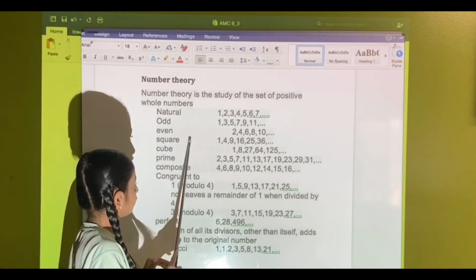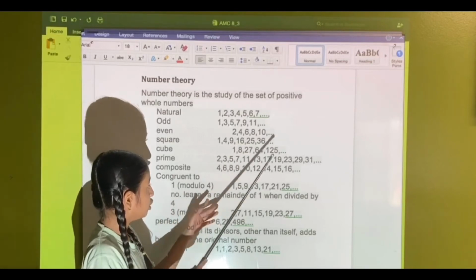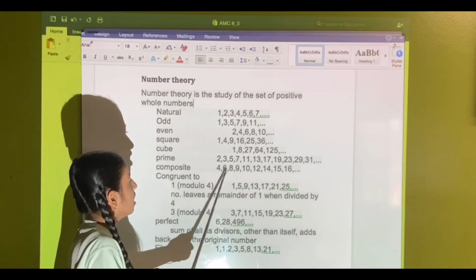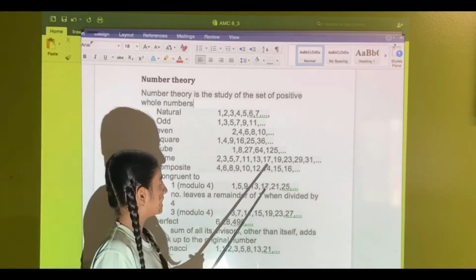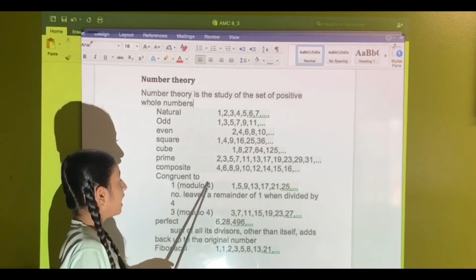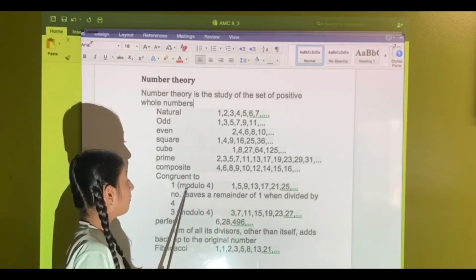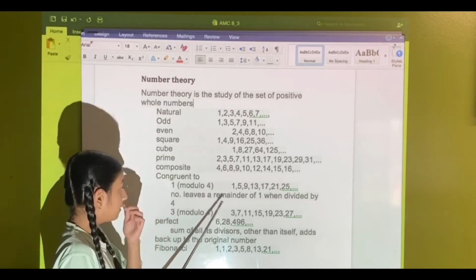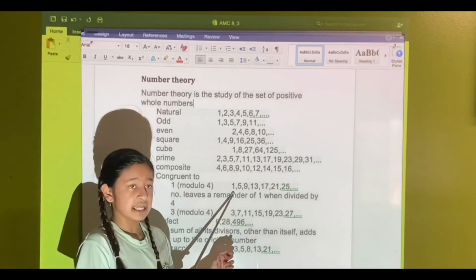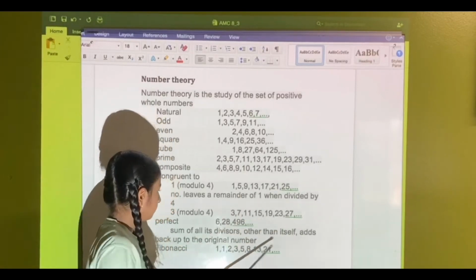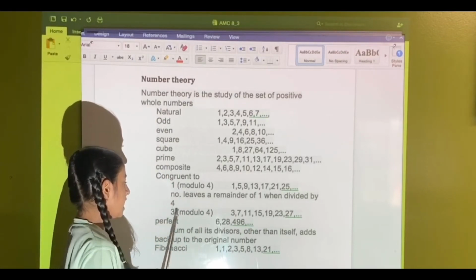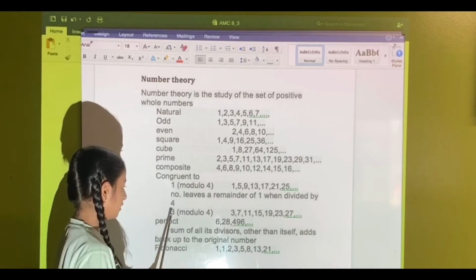Cubes. Cubes are just like squares, except it's something cubed. 2 cubed is 8, 3 cubed is 27. Prime numbers are numbers that are only divisible by 1 and itself. Composite numbers are the exact opposite of prime. If a number is congruent to 1 mod 4, it means that when that number is divided by 4, it leaves a remainder of 1. Examples are 1, 5, 9, 13, and on. If a number is congruent to 3 mod 4, it means that when it's divided by 4, it leaves a remainder of 3. Here are examples.